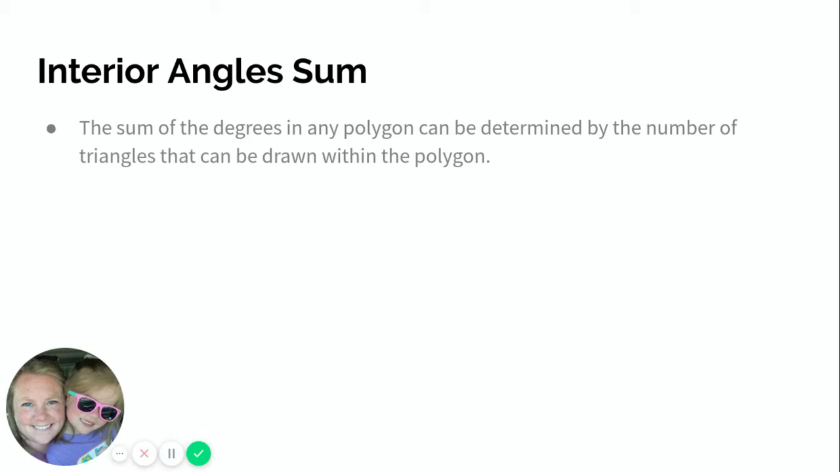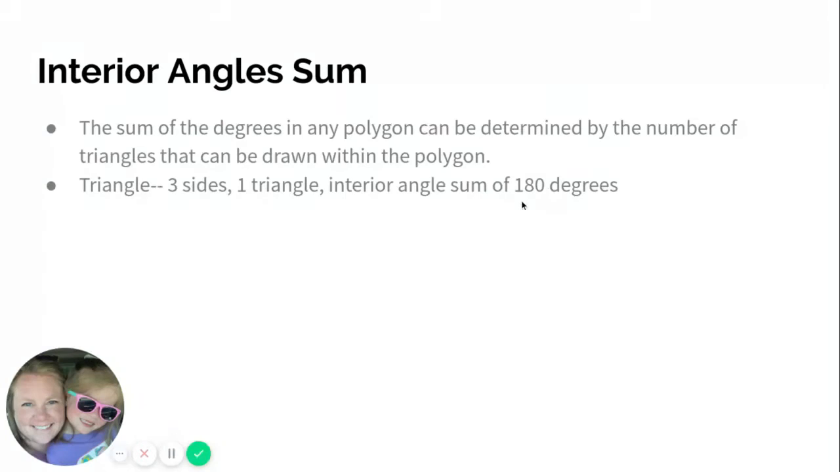Inside of every polygon, you can draw triangles. So the first one is a triangle, obviously. It has 3 sides. A triangle makes one triangle, and the sum of the interior angles is 180 degrees. And you know that. We've been talking about triangles for weeks now.